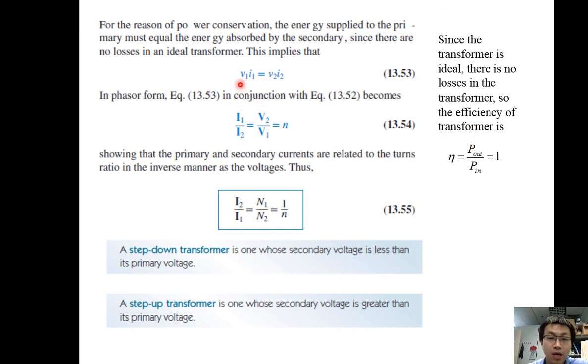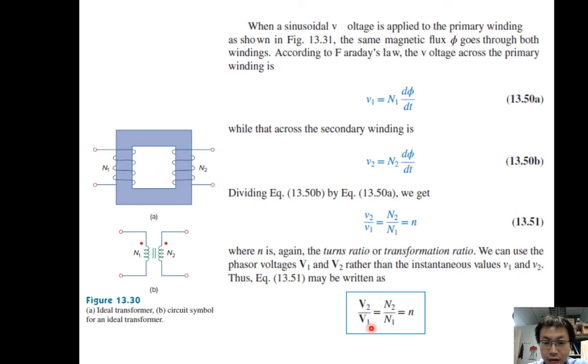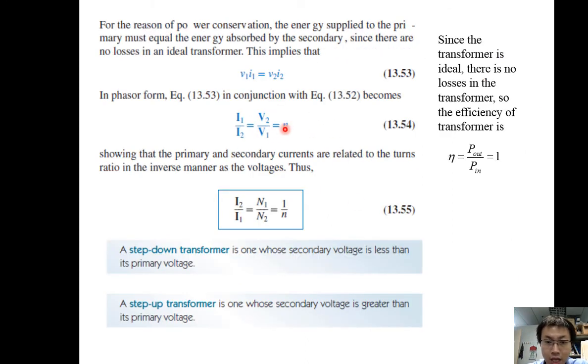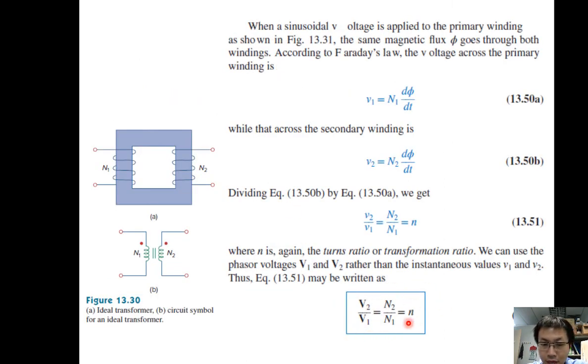Since the efficiency is 1, or lossless, the power input is the same as the power output. Power input is V1 I1. Power output is V2 I2. Then we have I1 divided by I2 equals V2 divided by V1, which equals N. We found it from the previous slide, right? V2 divided by V1 is N, which equals I1 divided by I2. If I put I2 at the top and I1 at the bottom, it becomes N1 divided by N2, which is 1 over N. You can try to see the relationship from here. Okay?